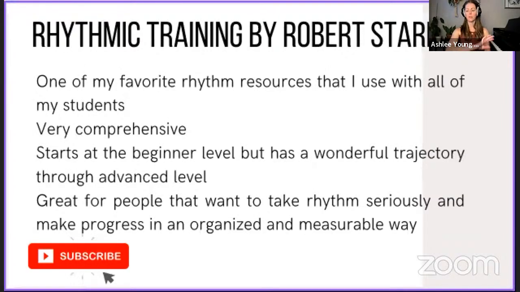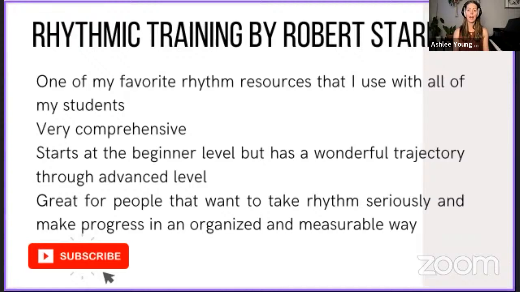One of my absolute favorite books is Rhythmic Training by Robert Starr. I talk about it all the time. I feel like I am the spokesperson for this book, but it's incredibly comprehensive. It's affordable. It's not very expensive, which is great because one of my other favorite books is over $100. But this one is really great. It's linked in the description.